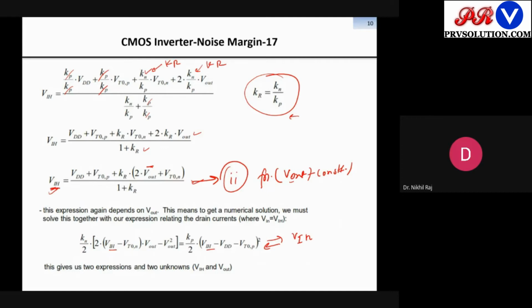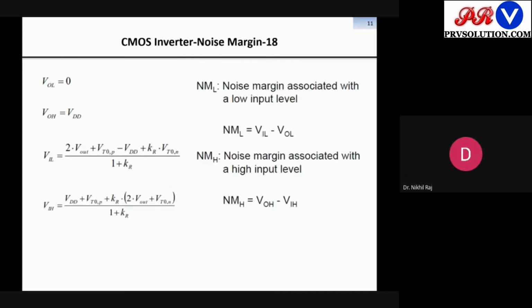Okay, so this is equation 2 and this is equation 1. So in 1 and 2, there are two variables, that is VIH and Vout, and two equations you can easily solve and get the value. So we'll verify this one through a problem.